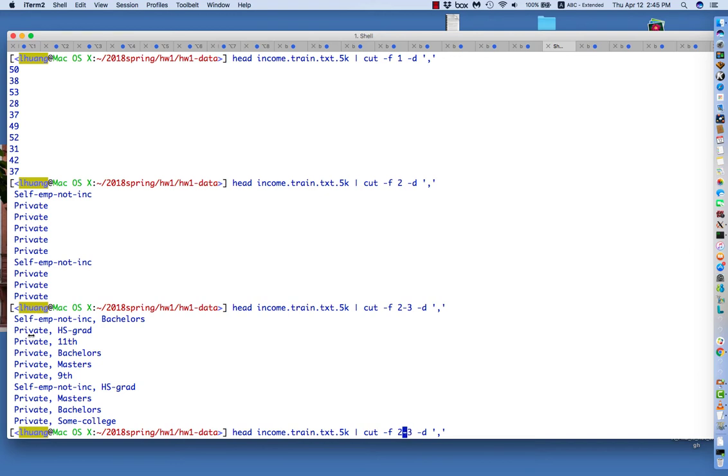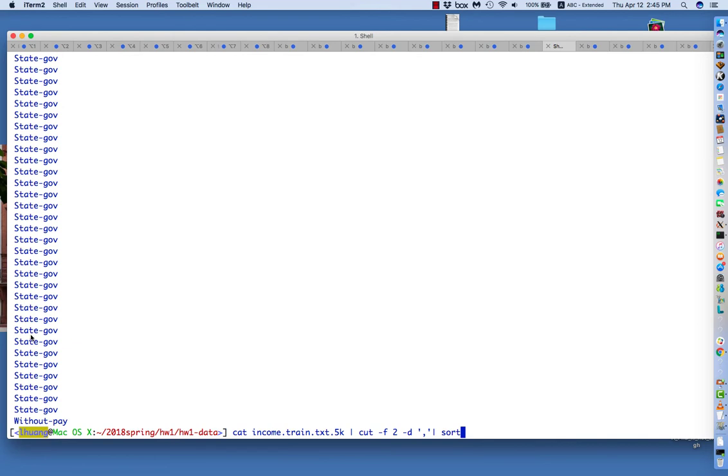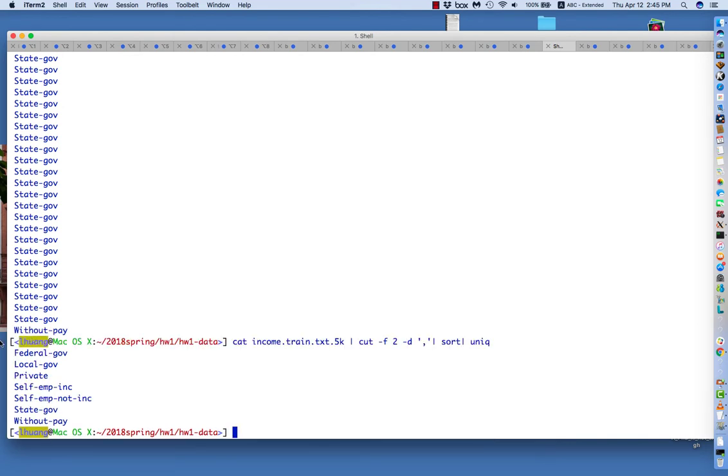Now, if you just want the second field and you say all possible second fields, you got this, right? And then there are a lot of duplicates, right? So you sort them and then you unique them. Okay, these are the unique employment sectors: federal government, local government, private sector, self-employed, incorporated, self-employed, not incorporated, state government, and finally without pay. There's even without pay, right? And if you want to say how many examples are there for each type, for each unique type, well, just add -c, which means count.